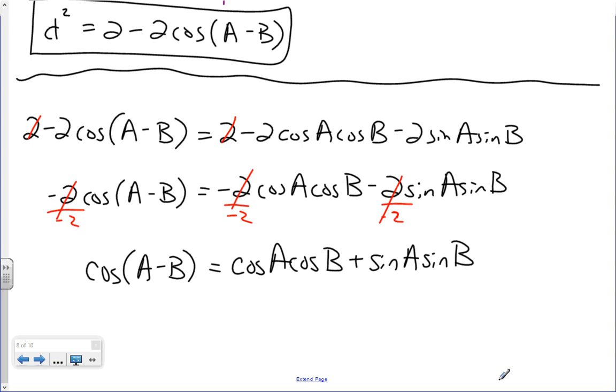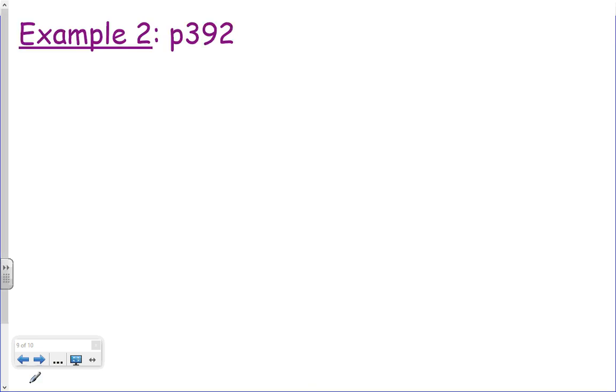This property right here, by the way, we're going to see in the next example, is where we get the linear combination property that we were dealing with in the first half of this section. So let's take a look at an example here. Example number 2 here on page 392. It says, express 7 times the cosine of theta minus 23 degrees as a linear combination of cosine and sine.